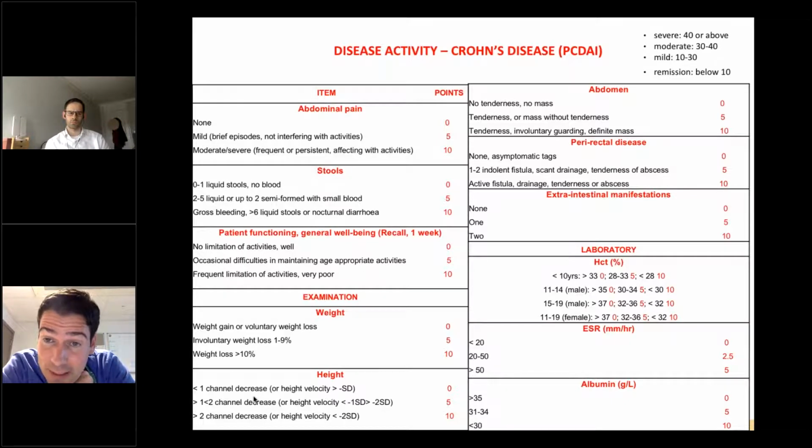Presence of extraintestinal manifestations, we've discussed that briefly. And then you need to know the hematocrit, the ESR, and the albumin. There is an abbreviated version where you don't need the blood test results. You can just calculate the score based on clinical symptoms and signs only. But this PCDAI, when you put all these numbers together, will give you a score of 40 or above if the disease is severe, 30 to 40 if it is moderate, and 10 to 30 if it is mild. Below 10 will be remission.